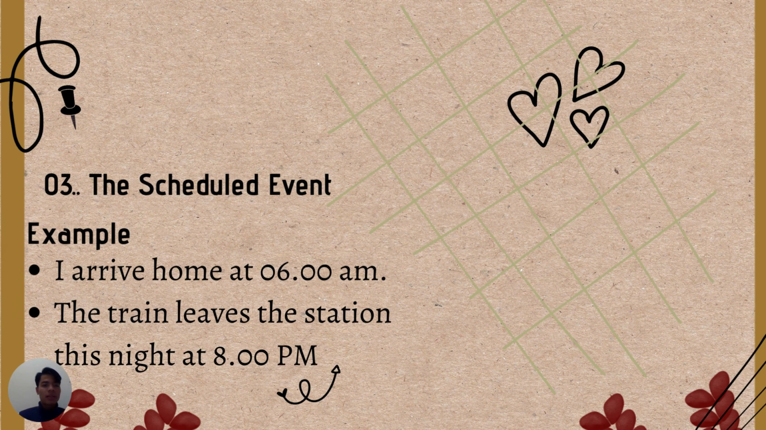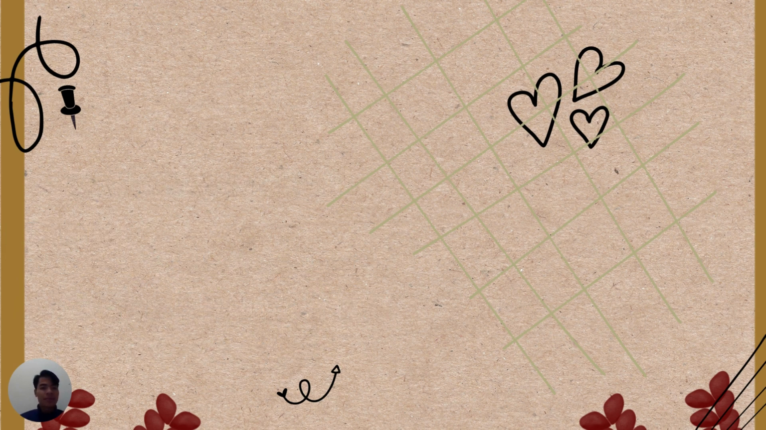Okay, number three is the scheduled event. The next function of the simple present tense is to express an event that will be held soon. For example, I arrive at home at 6 a.m. The train leaves the station tonight at 8 p.m. Okay, this is an example.